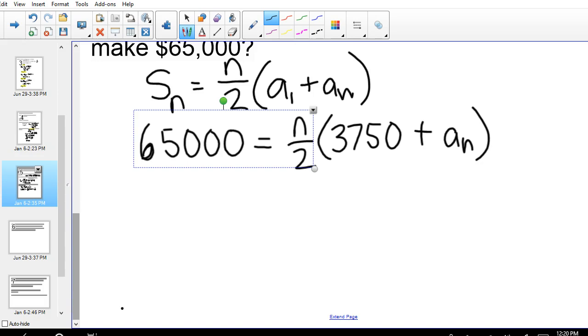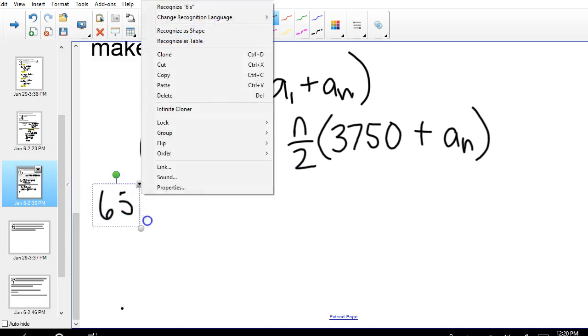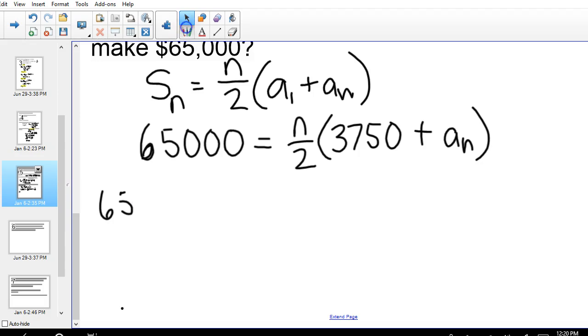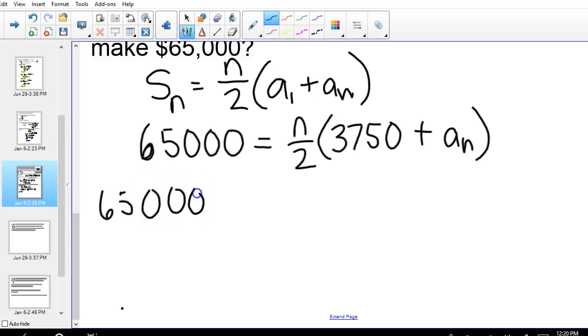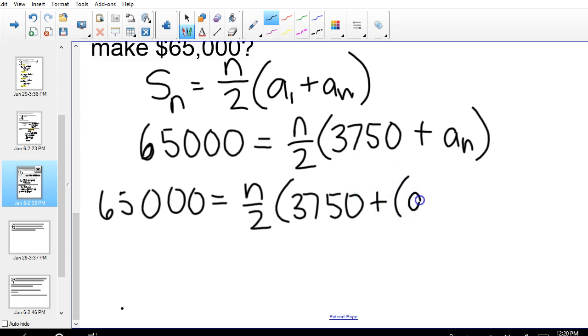Okay, so in this case, you can't solve this right now because you've got an n and an a sub n. But we have another formula for a sub n. We know that a sub n equals a sub 1 plus n minus 1 times d. So what we're going to do is take our 65,000 and set it equal to n over 2 times 3,750 plus, and then a sub n equals a sub 1 plus n minus 1 times d.